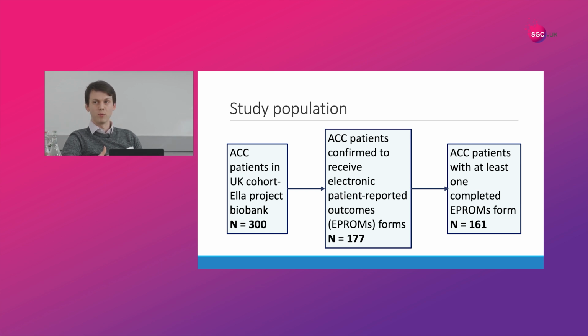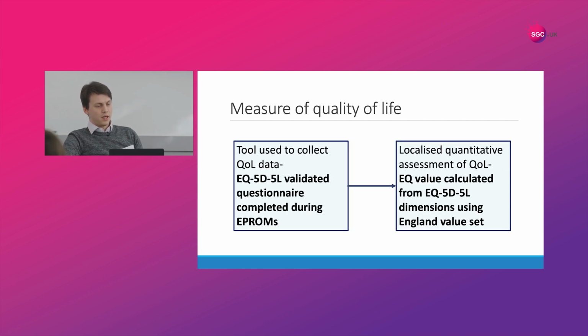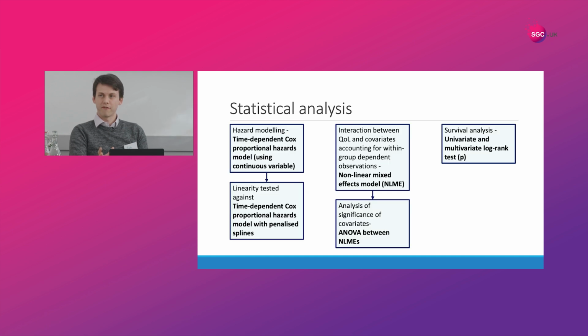Quite a lot of patients had completed more, so the average was 2 forms at different points in time. I think there was one patient that had over 20. So we've got quite a lot of data over time, which is really helpful for this. We then used that information to calculate the EQ values, and we did a couple of different statistical analyses. In particular, we looked at the relationship between quality of life and risk of dying, as well as what other factors or covariates might impact that quality of life as well.